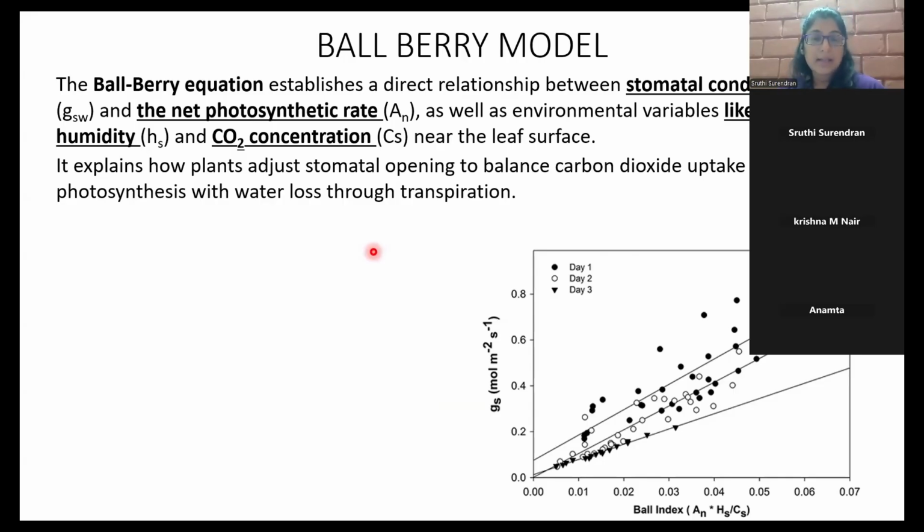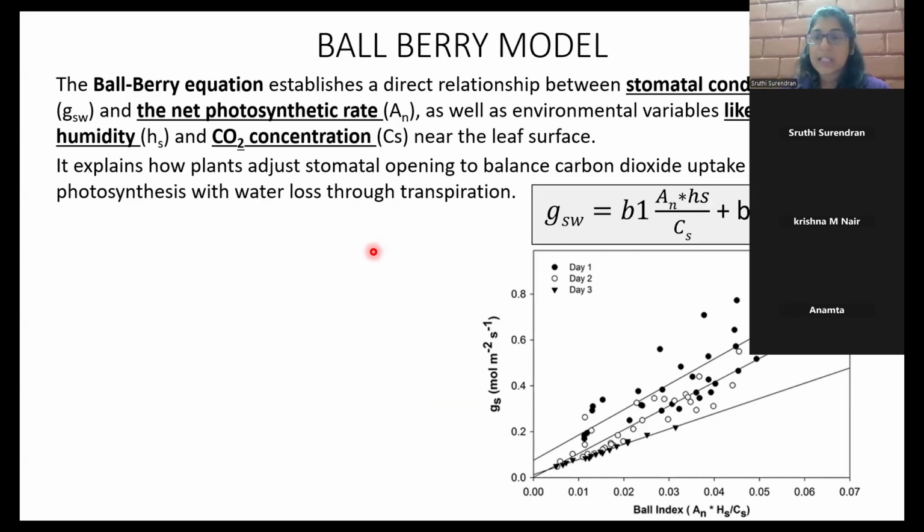So this is basically again giving us an idea how the stomata is going to open and close in response to carbon dioxide uptake and water loss through transpiration. And the model is nothing but a linear regression model that has been developed with the stomatal conductance as the dependent variable, the independent variable being this Ball-Berry index. You see here, An into Hs by Cs is the Ball-Berry index, and then b0 is the intercept value. So this is nothing but an equation of the line in the format y is equal to mx plus c.